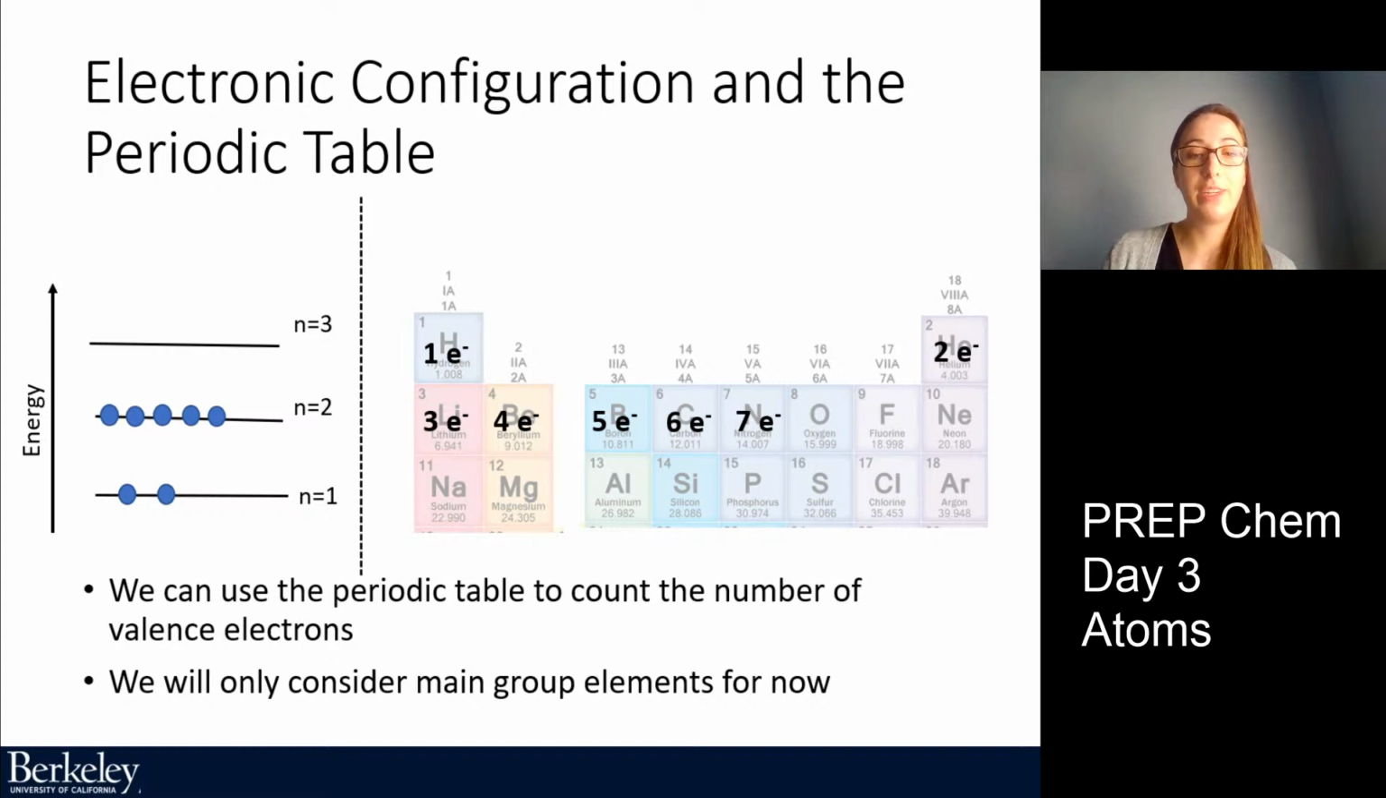So for example, for nitrogen, we know that we have 7 electrons. We know it's on the second row of the periodic table, so it must populate electrons all the way into the second energy level. From reading off the periodic table, we know that there must be 2 electrons in the n equals 1 level, and the other 5 have to be in the second energy level.